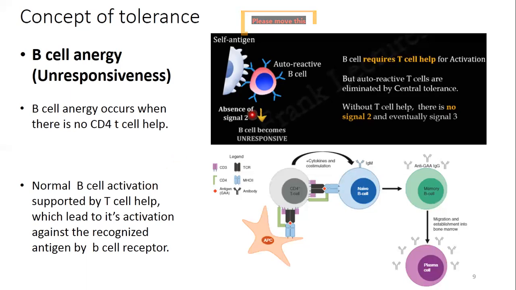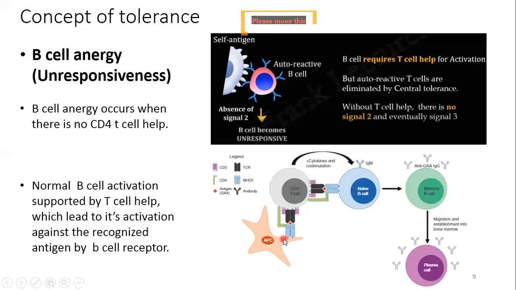For example, when there is no autoreactive T cell, even if the B cell exists, it can't get activated without T cell help. So there is no signal, and the B cell becomes unresponsive. This is how the B cell becomes anergic.